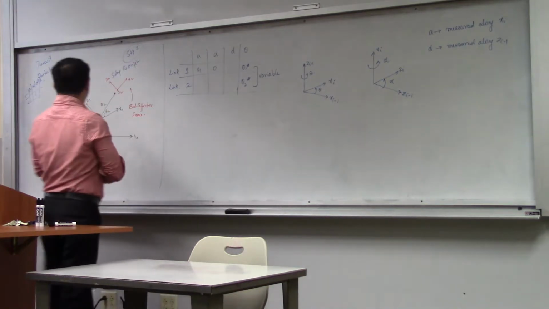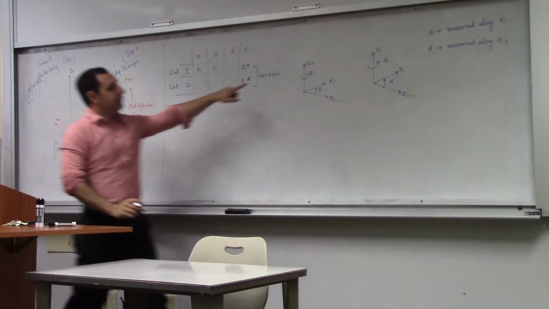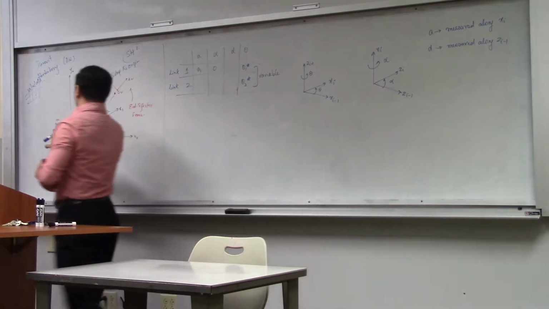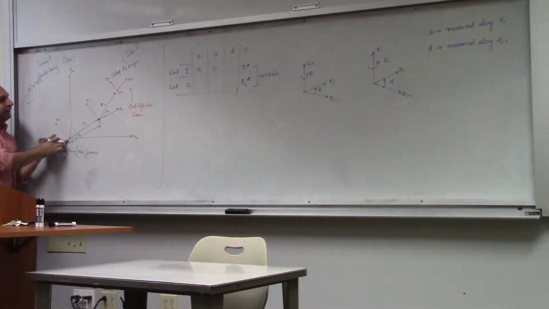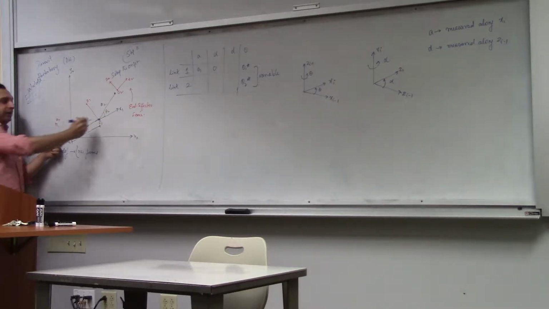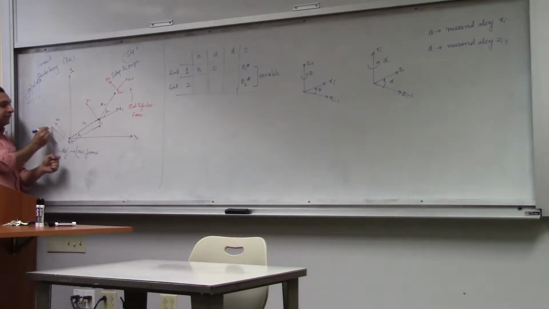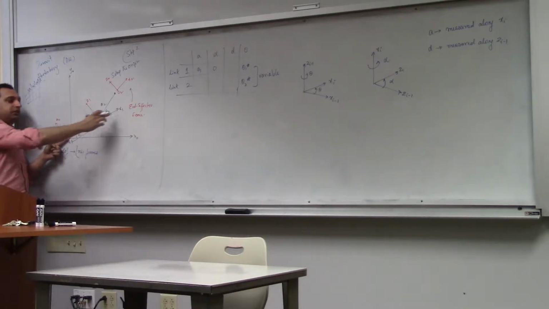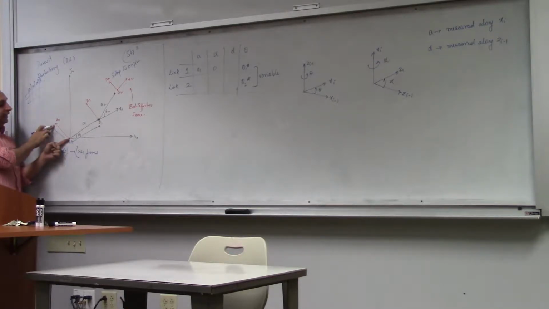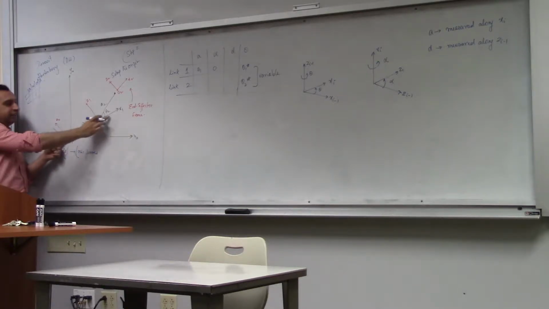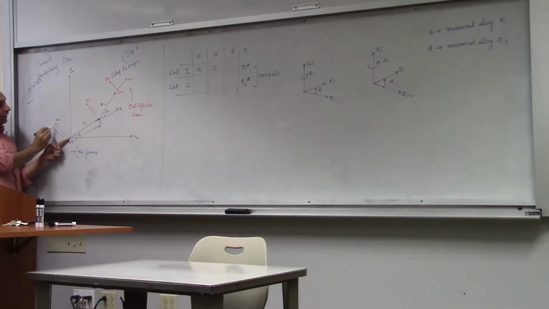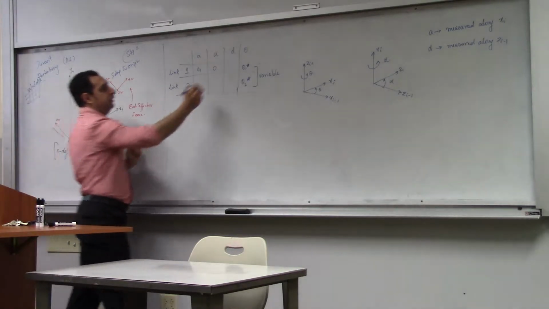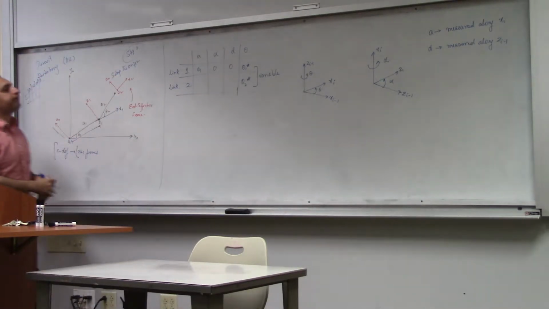D is measured along zi minus 1. So zi minus 1 is z naught. So the distance along z naught till it intersects with x1. Where does it intersect with x1? A1? No, you're measuring the distance along this axis, not along x, which you've already measured. Where does z naught intersect with x1? O1, right, at the origin. So this is going to be 0.